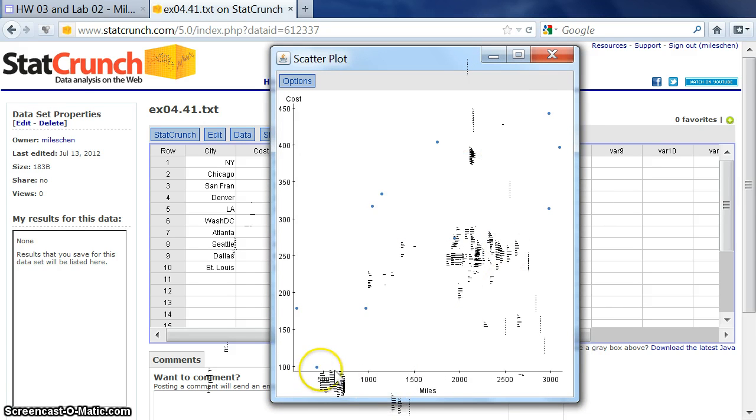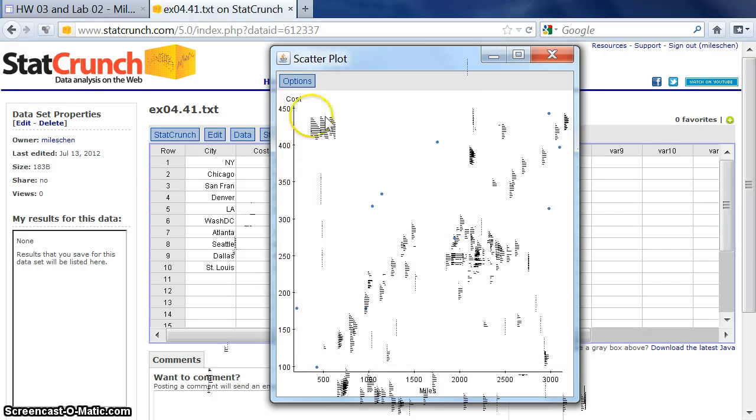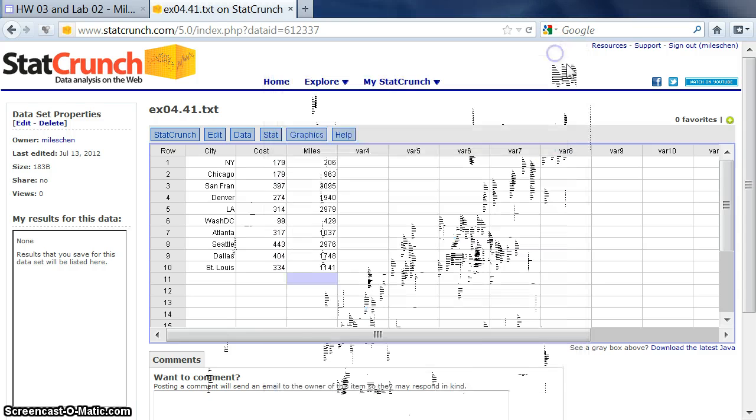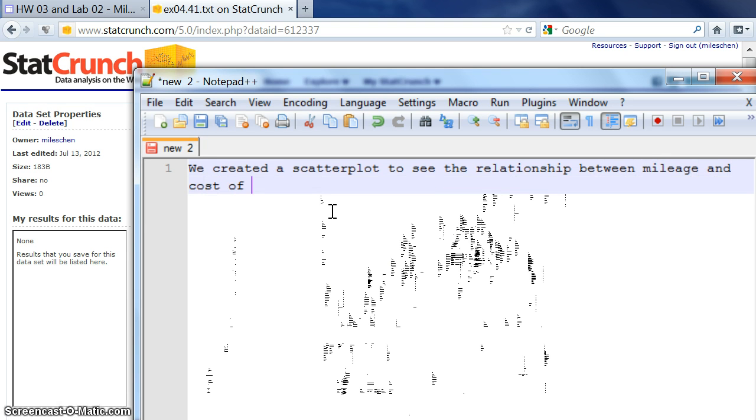And we can see, in general, it looks like there's an increasing trend, that as the number of miles traveled increases, the cost of the flight also seems to increase. Okay, so this does seem to be a trend, and it doesn't seem like there's a whole lot of curvature. It seems like a straight line would be okay. So you can include a scatter plot in your work, but somewhere in there you can say, we created a scatter plot to see the relationship between mileage and cost of the flight.